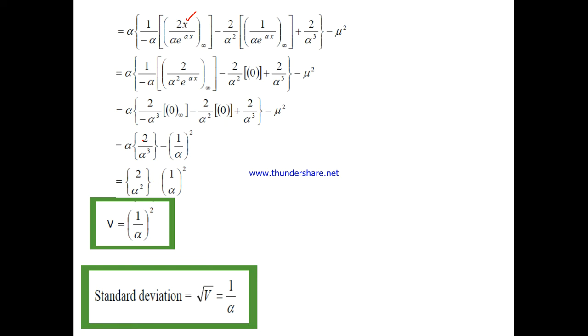Here, you are supposed to know the exponential distribution to solve the problems. What is mean? Mean is equal to 1 by alpha. Variance is equal to 1 by alpha whole square. Standard deviation is equal to 1 divided by alpha. So knowing this, let's move on to the problems.